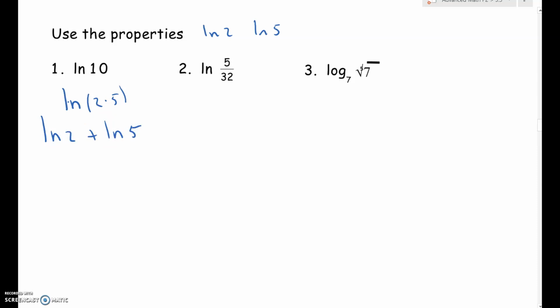Okay, and that's it. That's all you're doing. You're not going to grab a calculator and get a decimal. This is just practice with the properties.